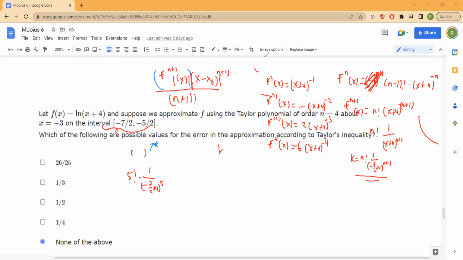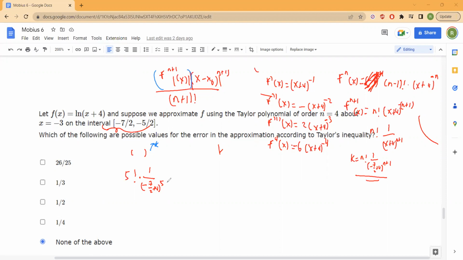Sorry, we have n factorial here, not n plus 1 factorial. So our n is equal to 4. That's my mistake. So over here it's going to be 4 factorial, not 5. But here it's going to be 5 because it's 4 plus 1. Our n is equal to 4. It's going to be 5 factorial.